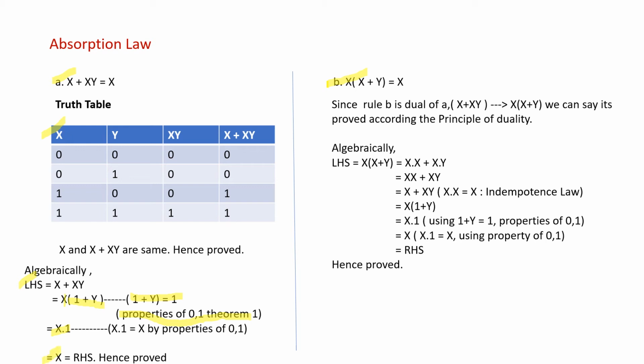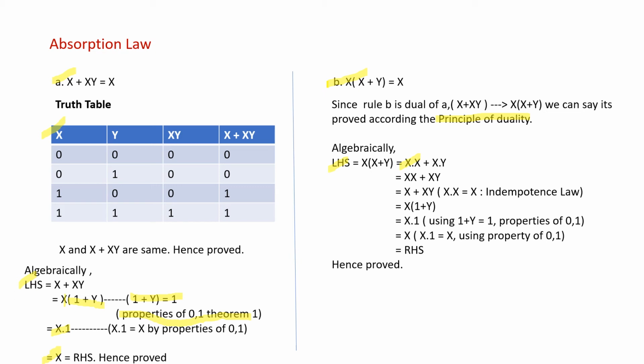And again, the B statement of this absorption theorem, we can prove it using a truth table or by applying the principle of duality. If this has to be proved algebraically, then again we take the LHS, which is x and x or y, and the next step is x and x, or x and y.